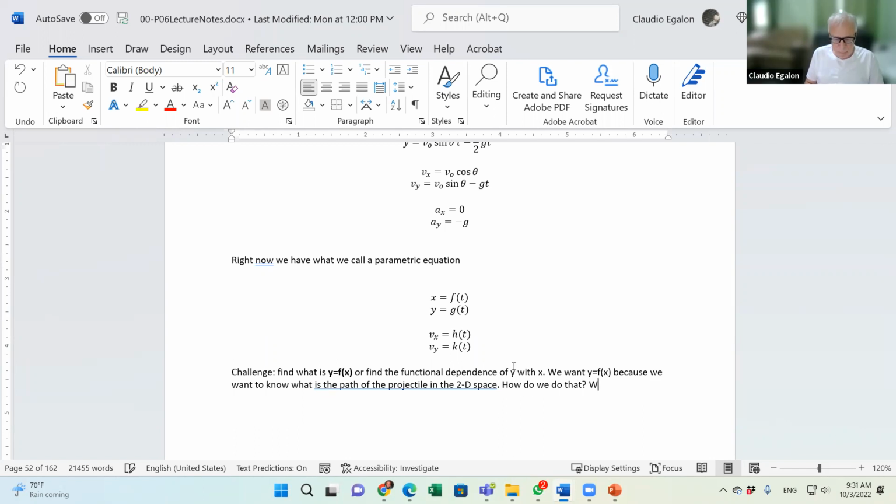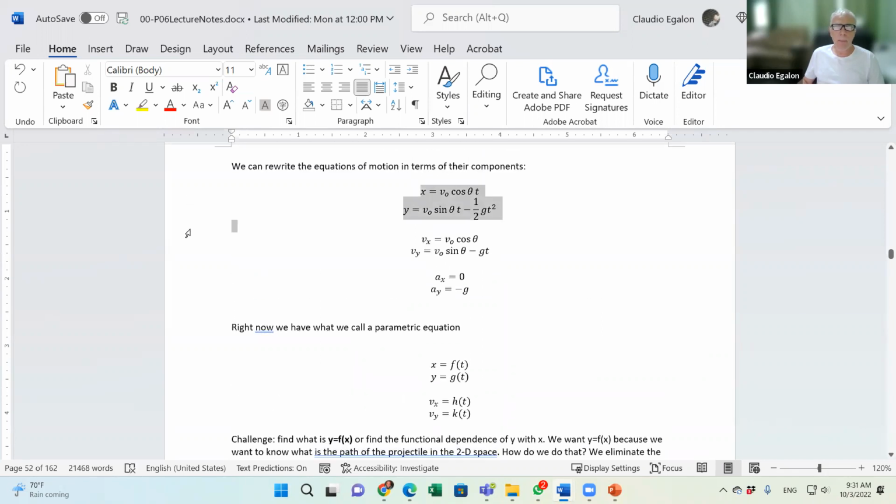Huh? The answer is simple. We eliminate the parameter t from the original equations for x and y. That's how we do it. That's the trick. Okay.